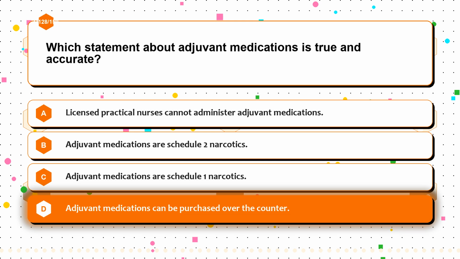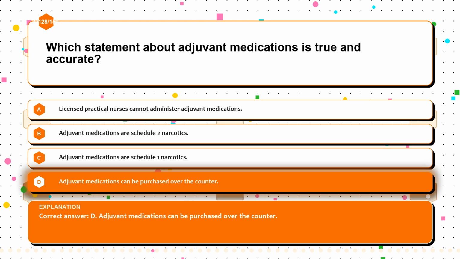The correct answer is option D. Adjuvant medications can be purchased over the counter. Correct answer D. Adjuvant medications can be purchased over the counter.